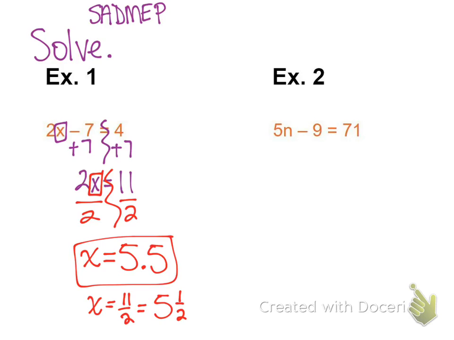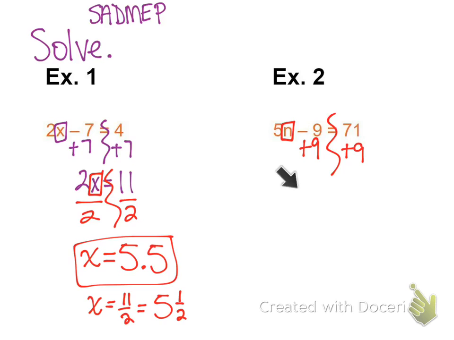Okay. Number 2, do we have any like terms to combine? No. Anything to distribute? No. If there's nothing to simplify, we're just going to jump into our reverse order of operations. So we're getting n alone. I agree with Jasha, we should add the 9.